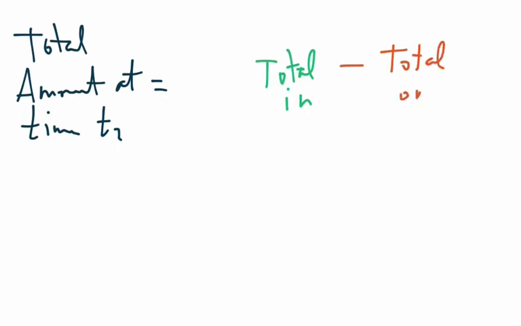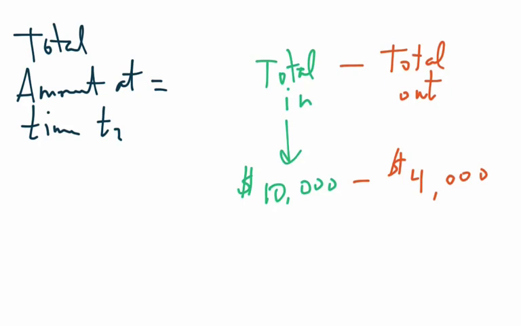However, this is missing a key thing, because if I told you that at the end of the month I had made $10,000 and I spent $4,000, and the question was, how much money do I have in my bank account? You can't answer that question unless you know something else, and that something else is the starting value or the start amount of how much you had.